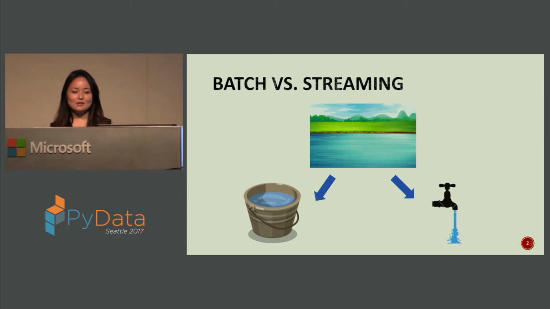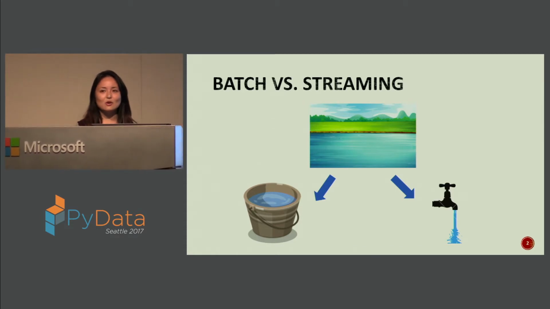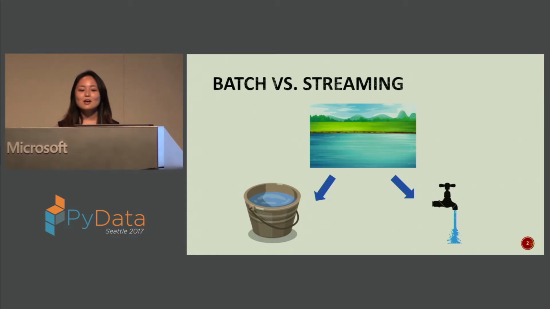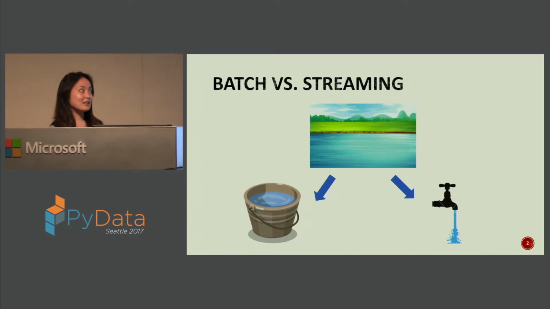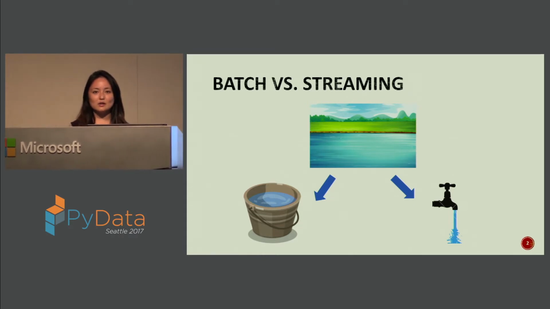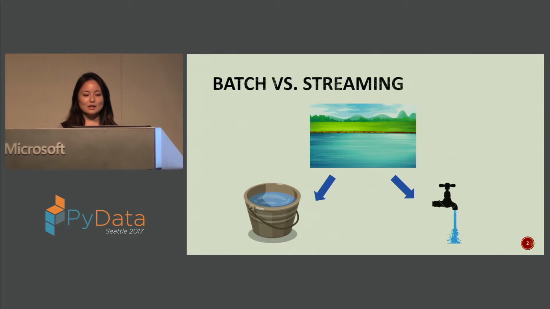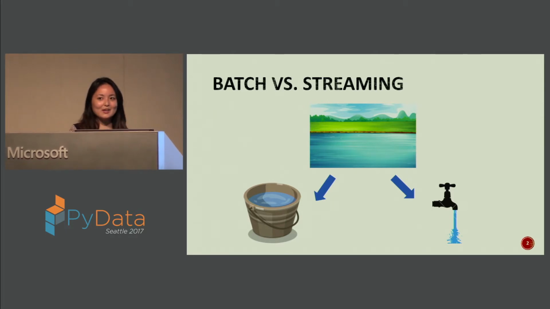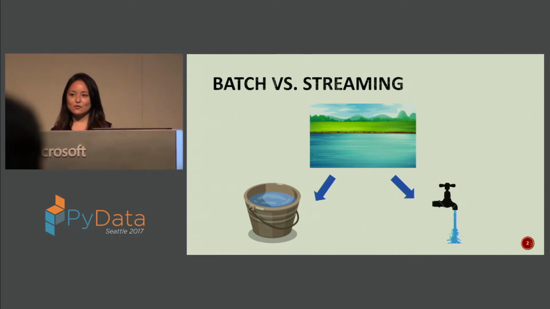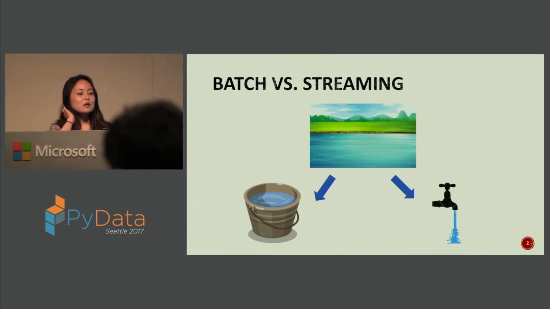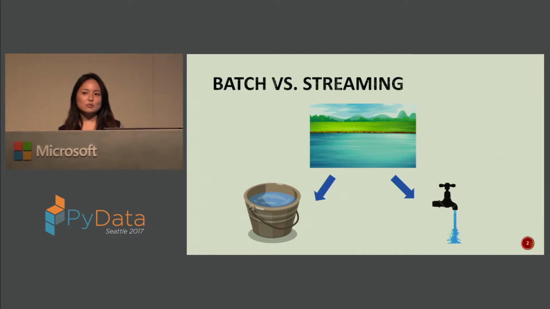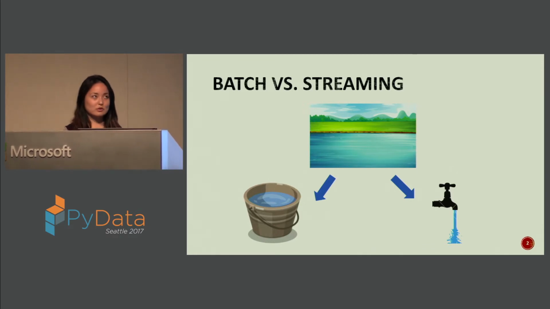To get started, the first question I want to answer is, what is batch? What is streaming? There's one analogy I really like, which is to compare data to the water in the river. So batch is as if you deliver the water in a bucket to a user, while streaming is you deliver the water through a pipe, so it's more continuous.